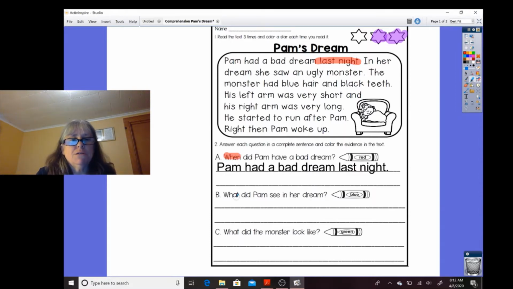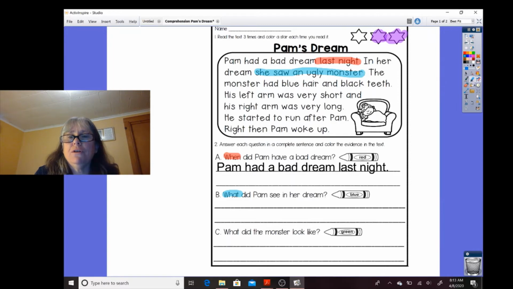All right, now it says, what did Pam see in her dream? And we're going to use blue. And I'm going to highlight what. So what did she see? So you might already know, but you might forget. Sometimes when I read, I don't remember everything, and I definitely have to go back and read again. So let's try it again. Pam had a bad dream last night. So that tells us she had a dream, and it tells us when she had the dream, but it doesn't tell us what was in her dream. In her dream, she saw an ugly monster. Oh, what did Pam see? She saw an ugly monster.